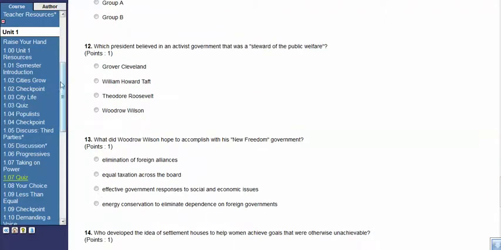Number 12, which president believed in an activist government that was a steward of the public welfare? Grover Cleveland, William Howard Taft, Theodore Roosevelt, or Woodrow Wilson? Number 13, what did Woodrow Wilson hope to accomplish with his new freedom government? Elimination of foreign alliances, equal taxation across the board, effective government responses to social and economic issues, or energy conservation to eliminate dependence on foreign governments?